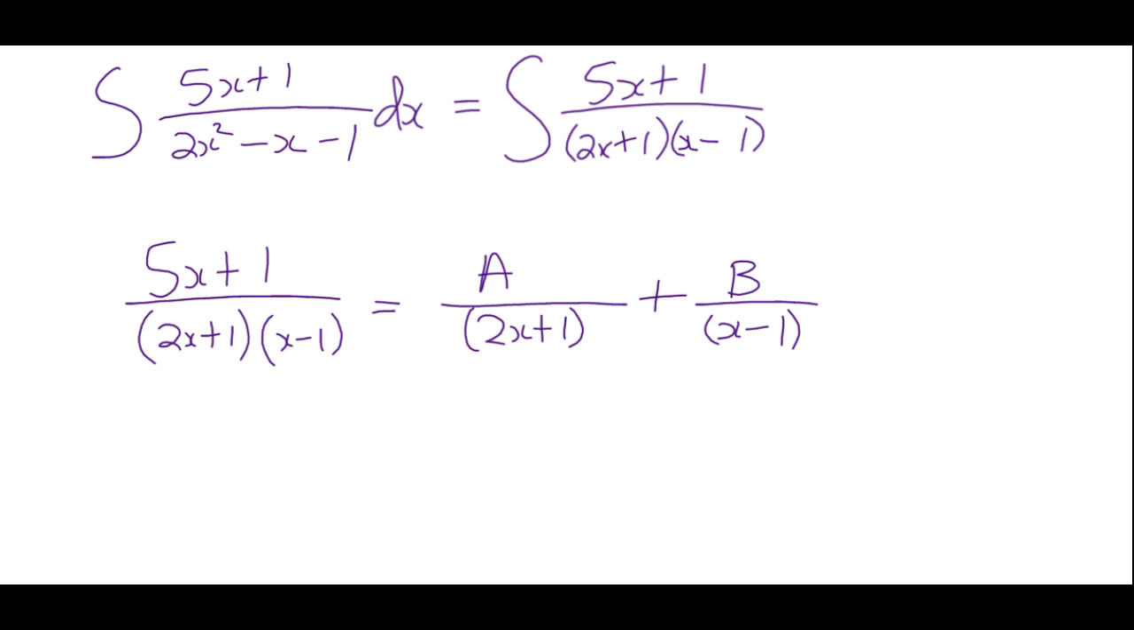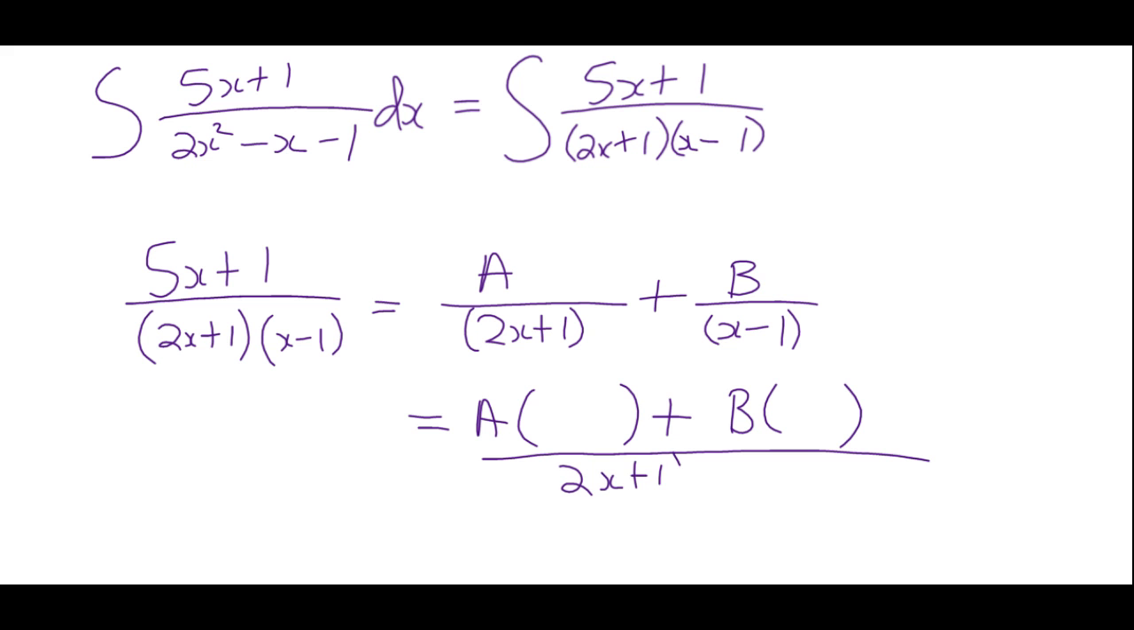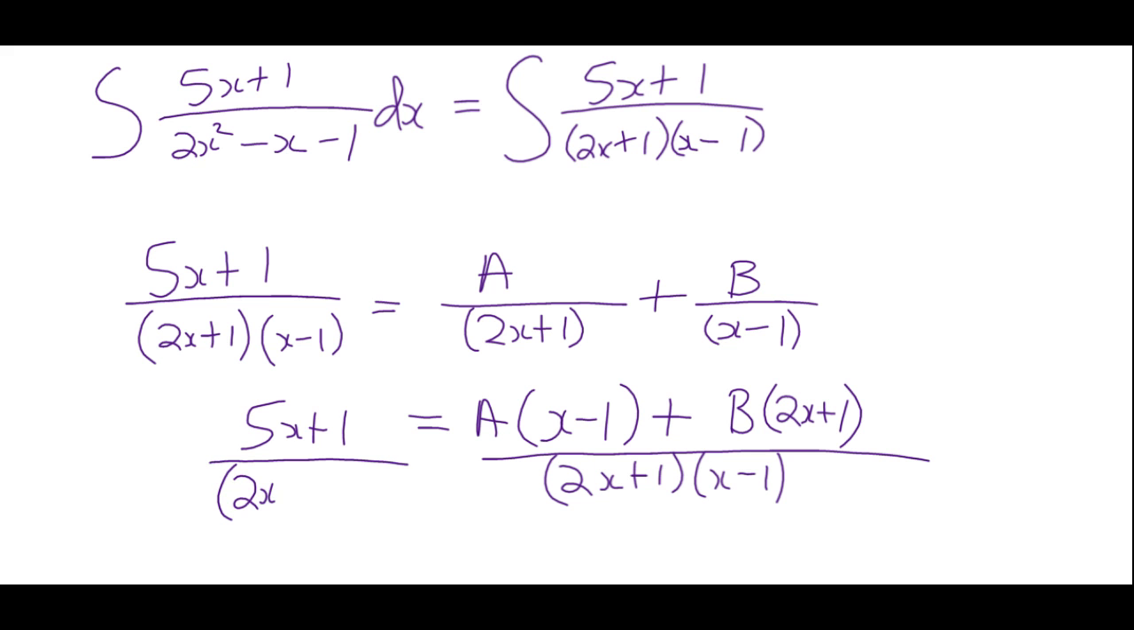How do we know? Because we just did the reverse of that, right? We took something of the form A over this. If I didn't know this, I would say, well, you're going to add these. To add, we need a common denominator. What's the common denominator? 2x plus 1 times x minus 1. What is the A going to be multiplied by? x minus 1. What's the B going to be multiplied by? 2x plus 1. And what's that equal to? It's equal to 5x plus 1 over the denominator.